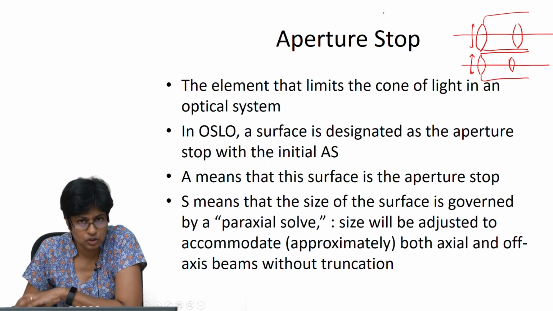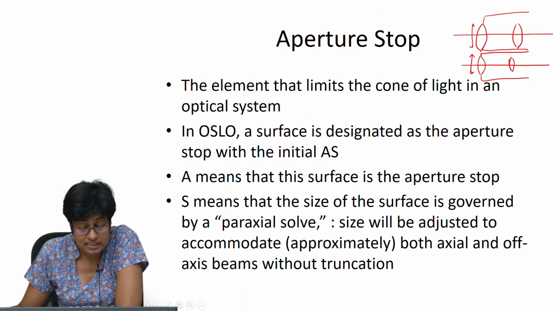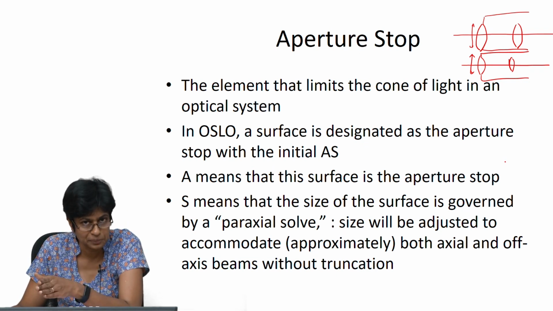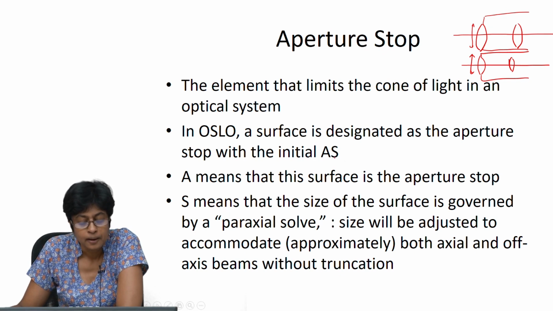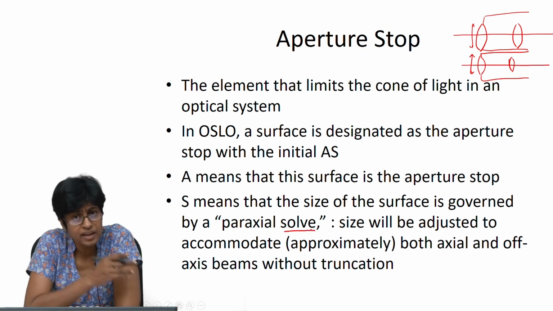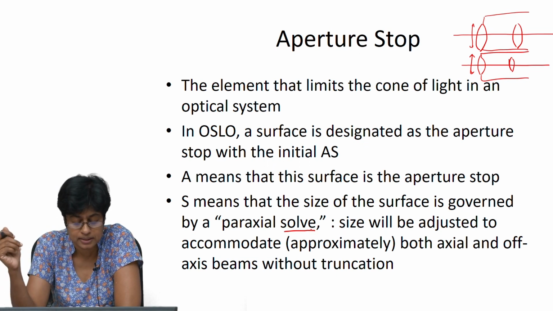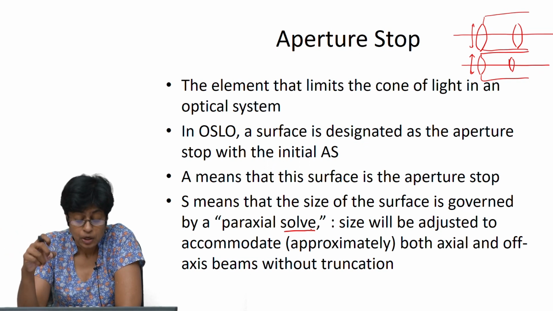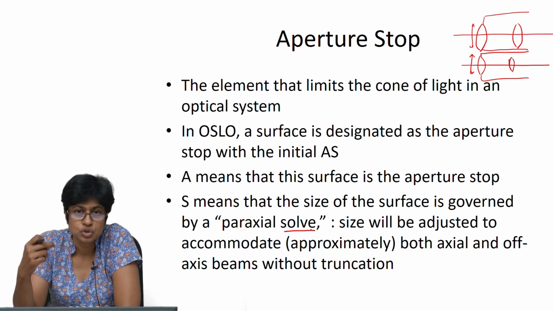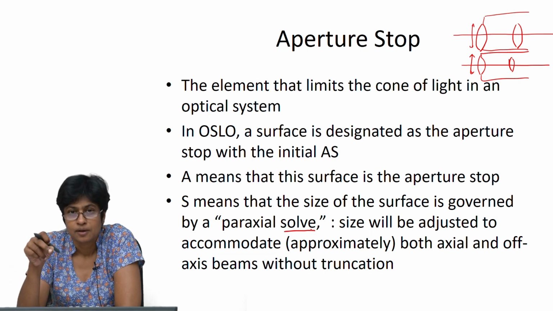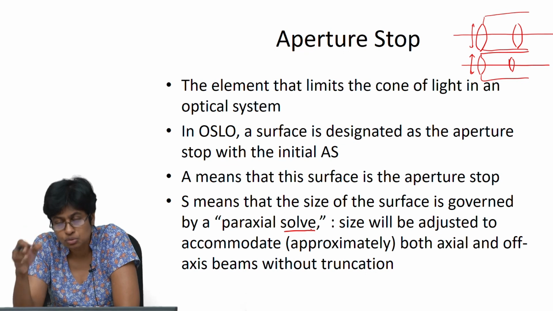In a ray tracing software like Oslo, the surface is designated as the aperture stop with the initials AS. Now actually AS does not stand for aperture stop. The A is for the aperture stop, and the S is for another operation that you can carry out in Oslo called a solve. Now there are various solves that you can do in Oslo, and we will learn about them in the coming classes. This solve means we are giving Oslo the instruction to solve for the diameter of this element such that all rays will travel through to the end of the system.